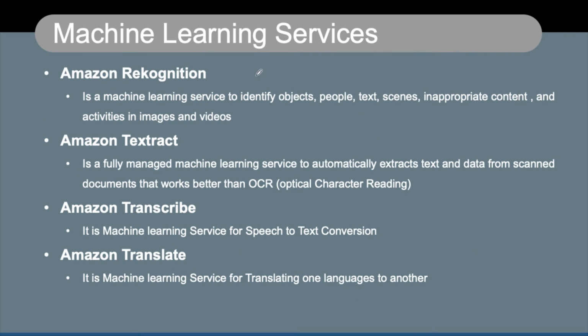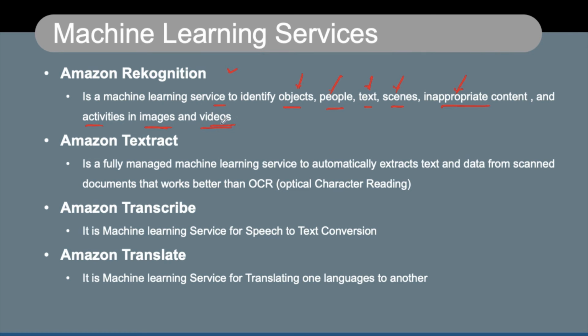Moving on, Amazon Rekognition is a machine learning service to identify objects, people, text, scenes, inappropriate content, and activities in images and videos. So it typically identifies various things like objects, people, text, scenes, inappropriate content, and activities in the given images and videos.